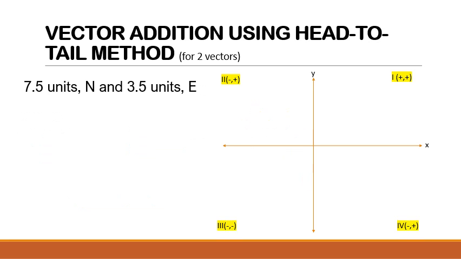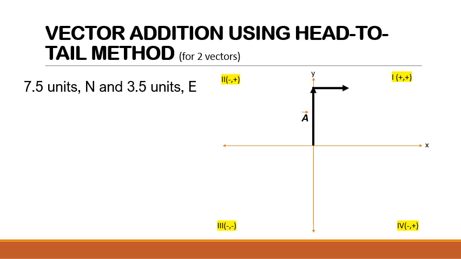For our next example, you may do this also, or you may pause the video and do this in your graphing paper. Once you're finished, now let's show the answer. So 7.5 units north. Let's say you have scaled in the graphing paper, 1 unit is 2.5 cm. That's our vector A, or the first vector. Now the next vector is heading to the east. As you will notice, the head of the first vector touches the tail of the next vector.